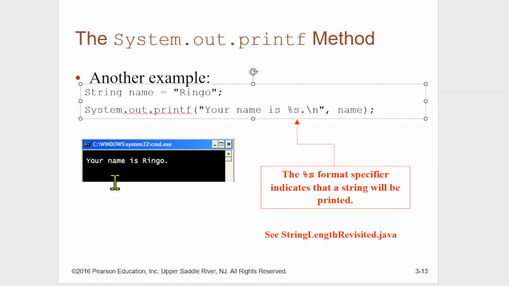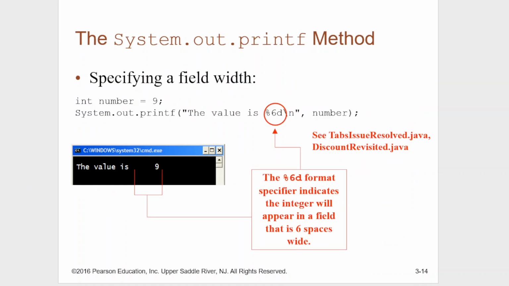So we print out, and it should come out your name is Ringo, because we're passing the string Ringo to it. Now we can specify the width. Placing the 6 in front of the d tells it I want 6 spaces before you present the value, which you get out here, which you get these weird spaces here.